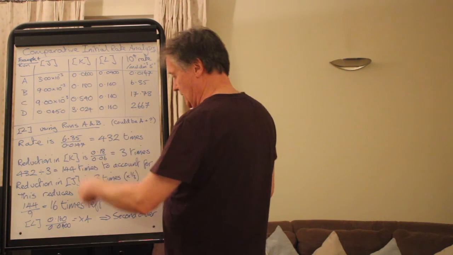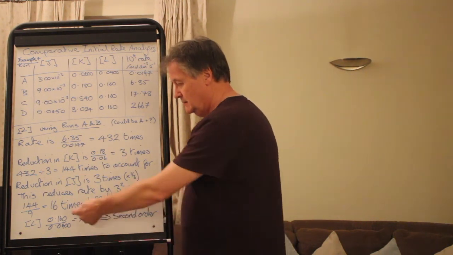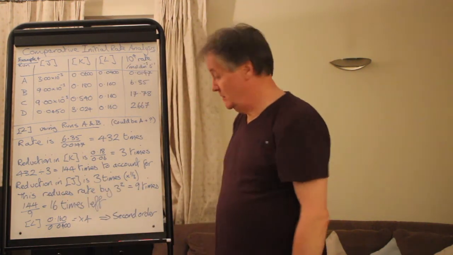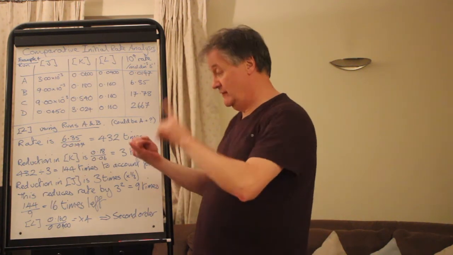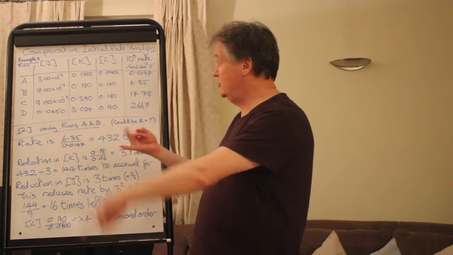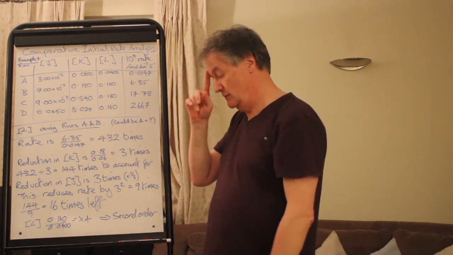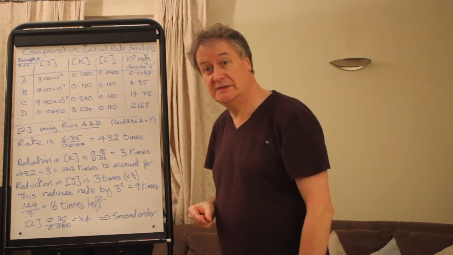And then when you look at the change in concentration of L, it's 4 times. 4 to 16 is a squared relationship. It's a second order reaction. So therefore we have K is first order, J is second order, L is second order, that's fifth order overall. That's horrendously complicated, but we can deduce it from just that little set of data.